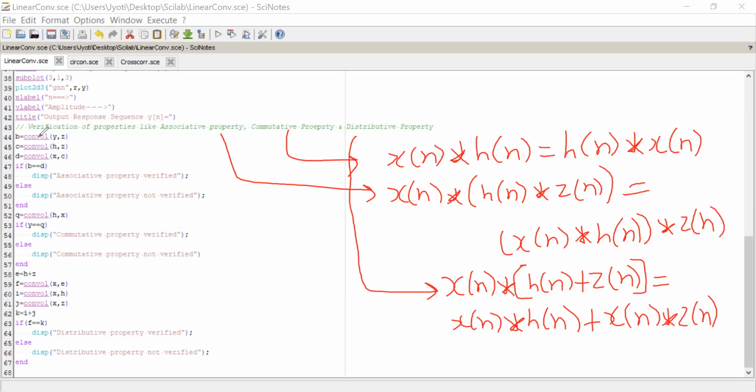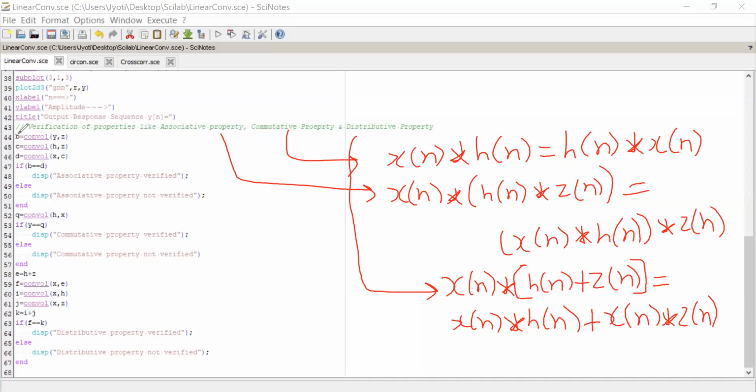See here what I have done. First I verified the associative property. What I have taken, B is equal to the convolution of y and z. You can take any variable. I have taken x, z and h. You can take any variable.